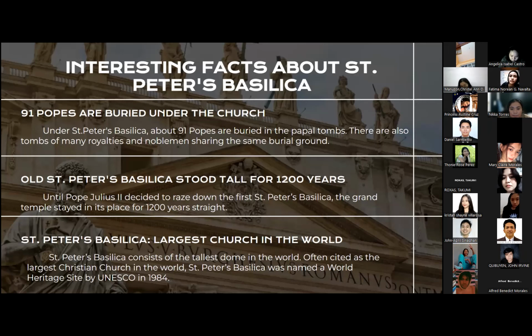St. Peter's Basilica is the largest church in the world. Made as a symbol of pride, St. Peter's Basilica is grand by all measures. It has the tallest dome in the world and is cited as the largest Christian church in the world. It was named a World Heritage Site by UNESCO in 1984.